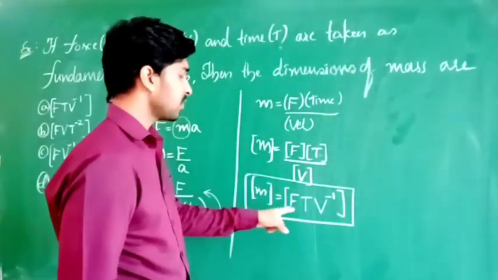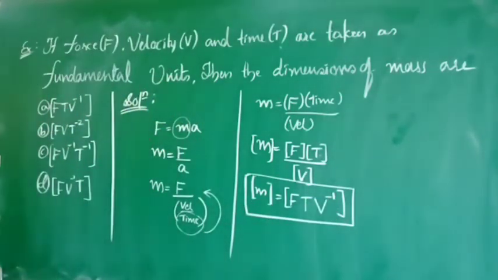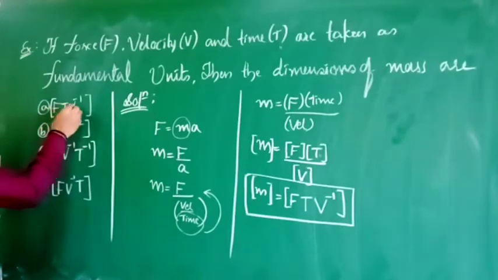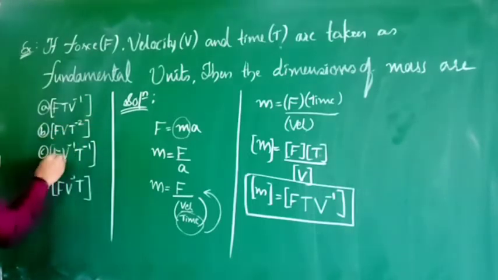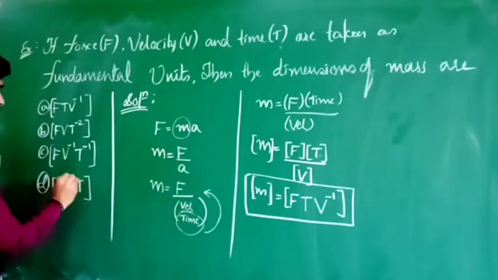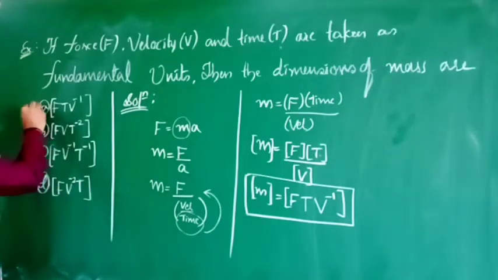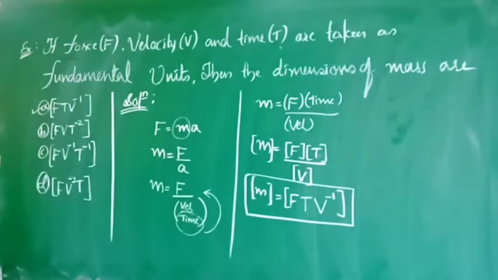Clear? M is equal to F T v power minus 1. Clear? So which option? F T v power minus 1, F v t power minus 2, F v power minus 1 t power minus 1, F v power minus 2, F v power minus 2 t. So which option stands correct? F t v power minus 1. Clear? Copy it. Shall we go to the next problem? All right.